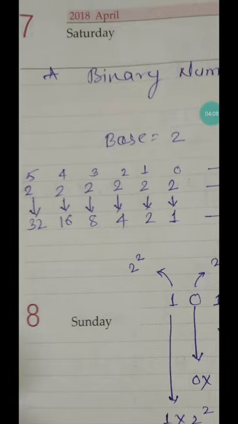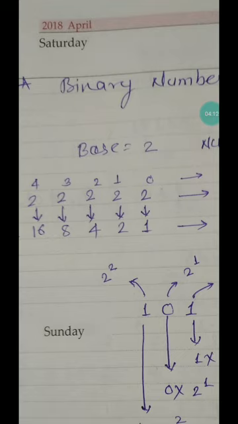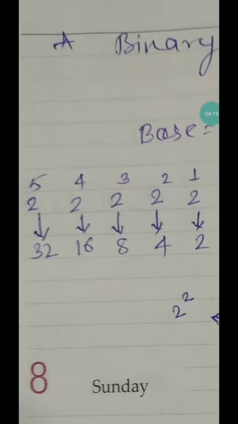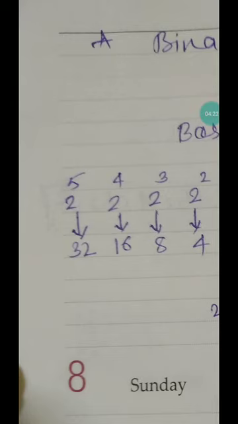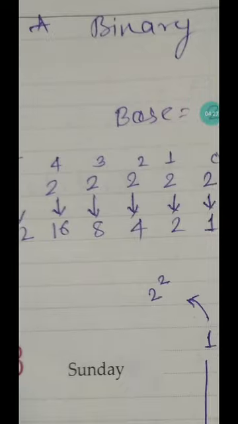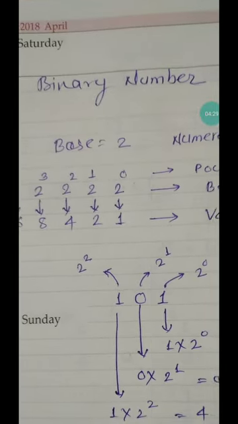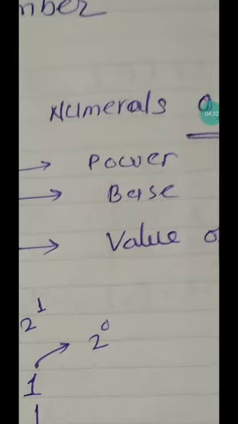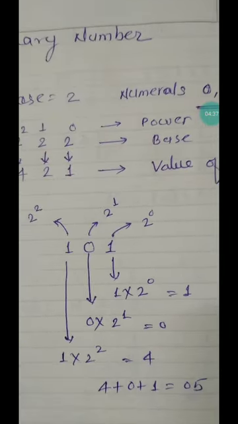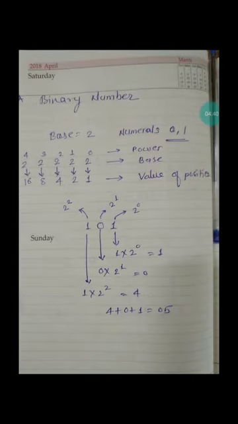Then 2 to the power 0, anything raised to 0 is 1. The first power of 2 is 2, the second power of 2 is 4, the third power of 2 is 8, the fourth power of 2 is 16 and the fifth power of 2 is 32. So this 2 is the base, above that row we have the power, and the result is the value of the position.